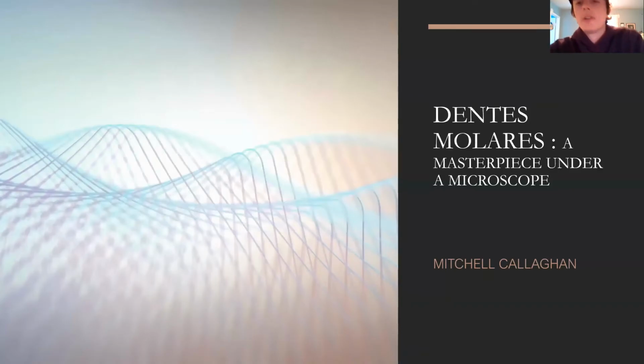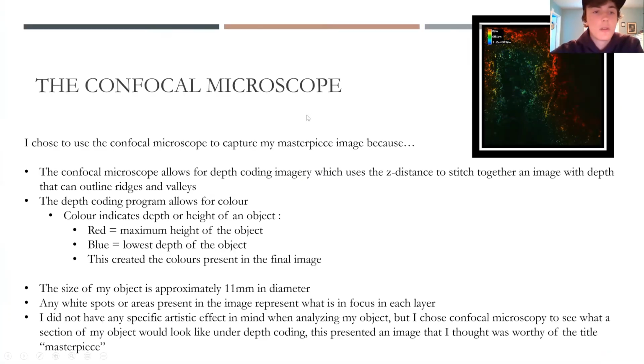Hey everyone, the title of my masterpiece is Dentes Molares, a masterpiece under a microscope. The microscope that I used for the image was the confocal microscope, because the confocal microscope allows for depth coding imagery. This uses Z distance to stitch together an image with depth that can outline the ridges and valleys, which was what I was looking for specifically in the image.